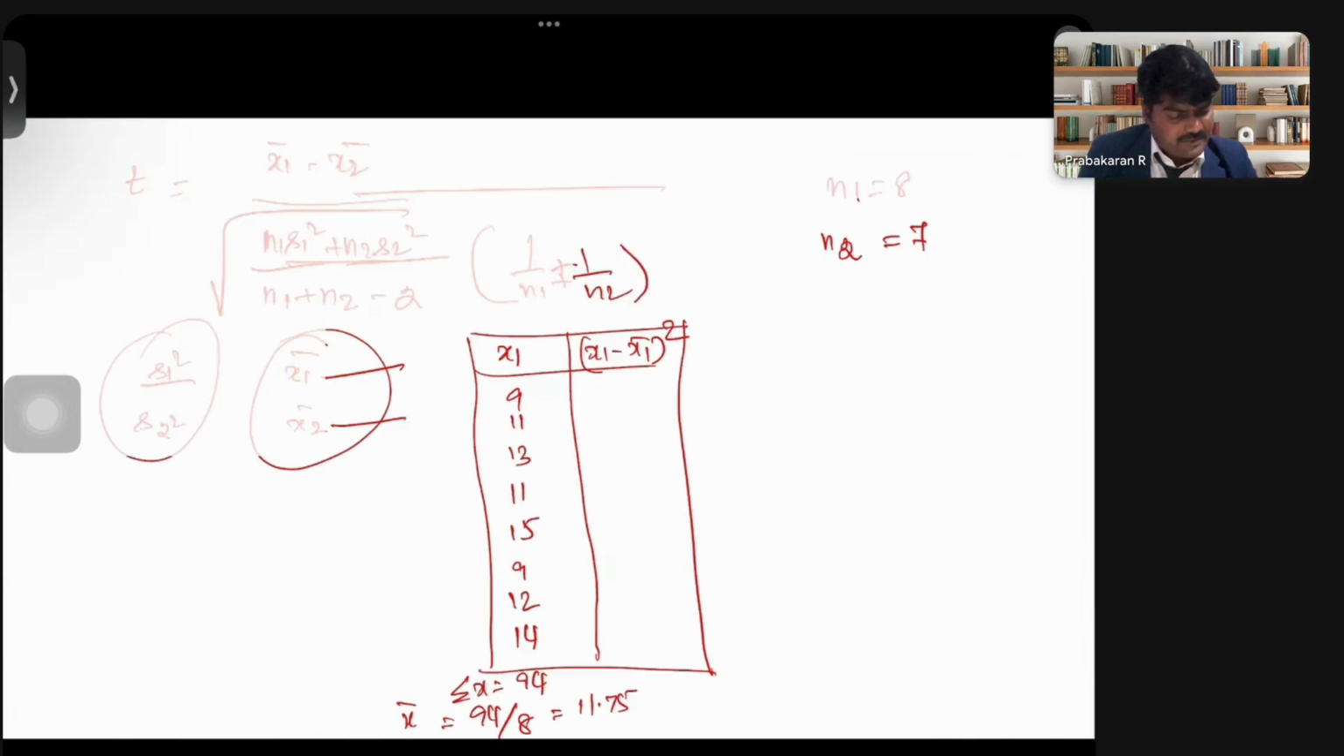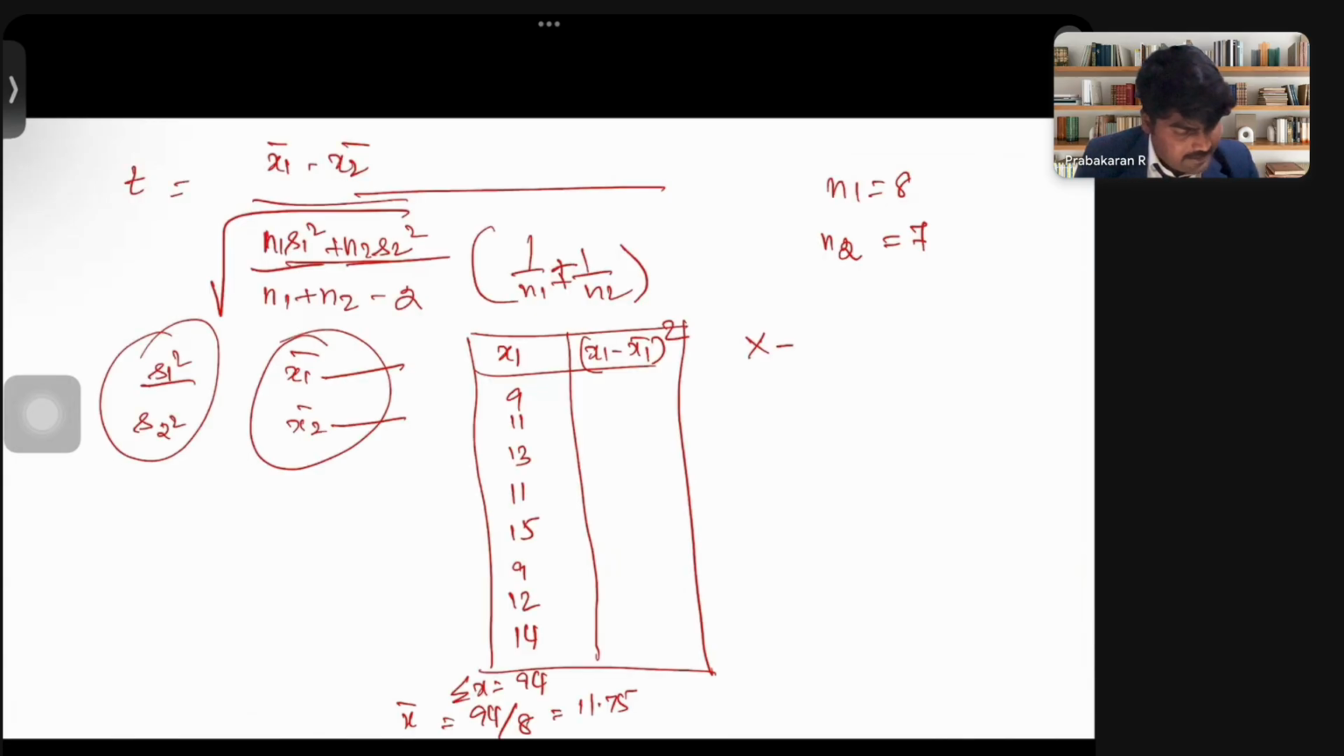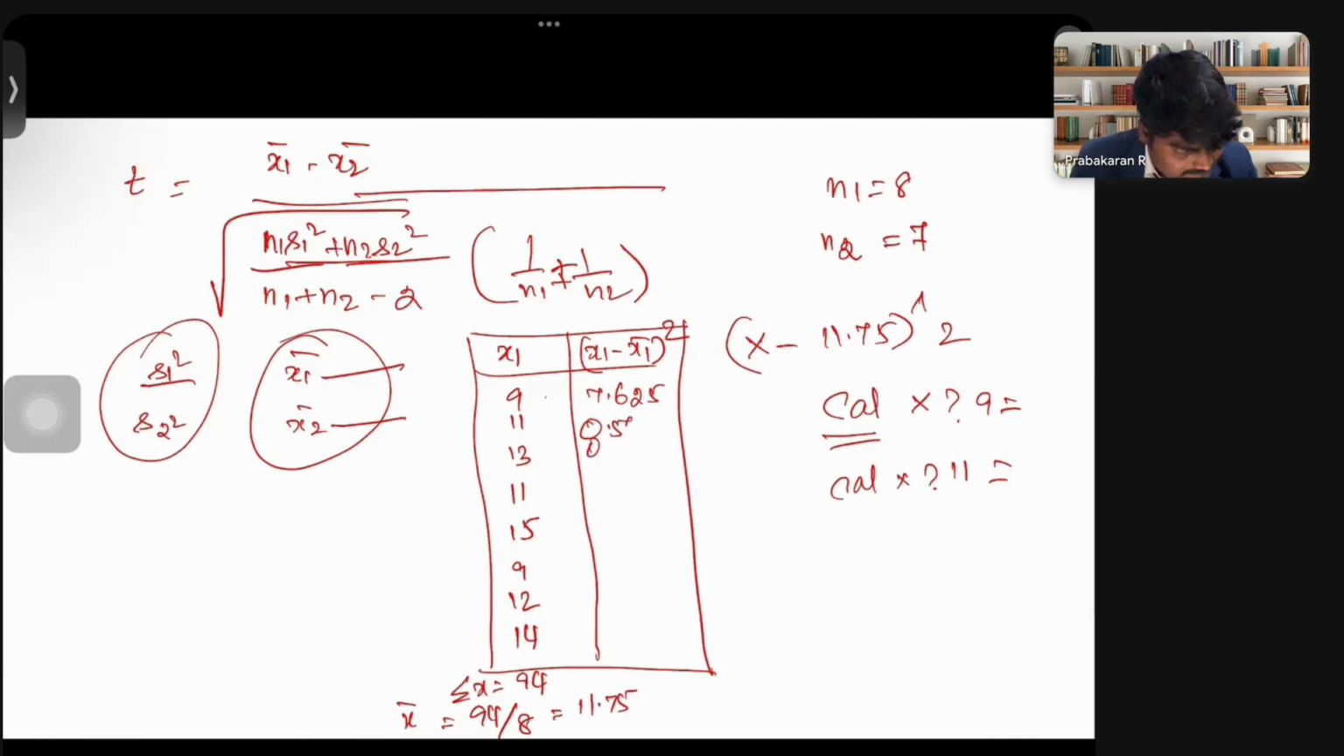So just use your scientific calculator, feed these values, where x bar value is 11.75, and take the whole square. Then use the calc function, calc x for 9, equal, so that we can directly get the value for the first value 9, that is 7.625, and for calc x for 11, this comes to 0.5625. Continue, and this is how we can calculate. I'll skip the calculation, you can do it on your own.